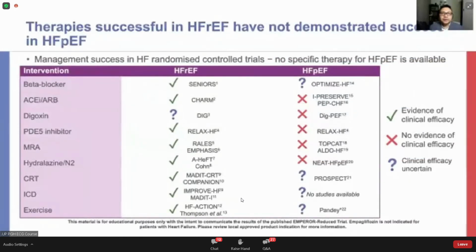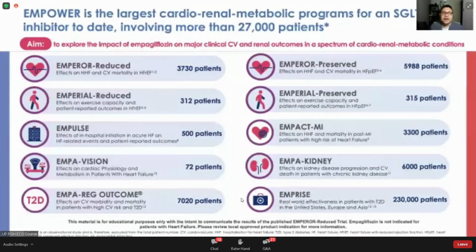And as I mentioned, HFrEF patients are the subpopulation of heart failure that has shown benefit in these numerous interventional drugs as well as device therapies and exercise. But for HFpEF, which is actually the more common heart failure subclass, we still have no specific therapy that is available to address these patients. And with that, it will be tested for empagliflozin.